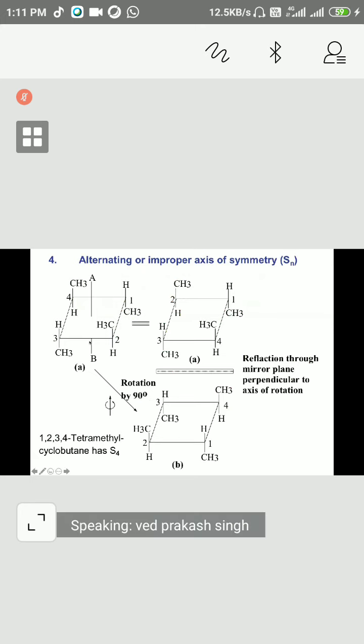This is one example: 1, 2, 3, 4 tetramethyl cyclobutane. So the CH3 group is here. 1 and 3 are cis with respect to each other, and 1, 3 is also cis. But 2, 3 is trans, 3, 4 is trans, like that. Okay, alternate up and down.